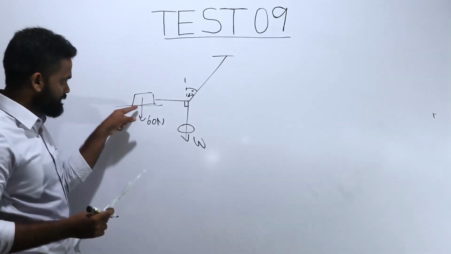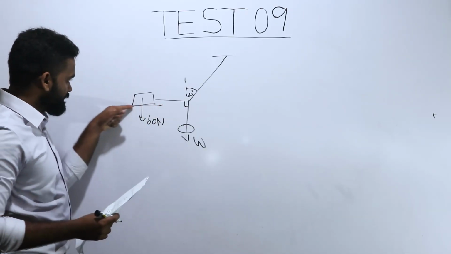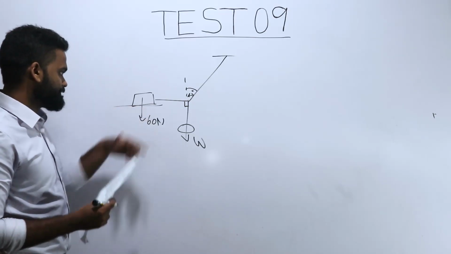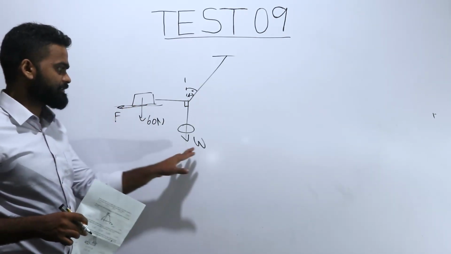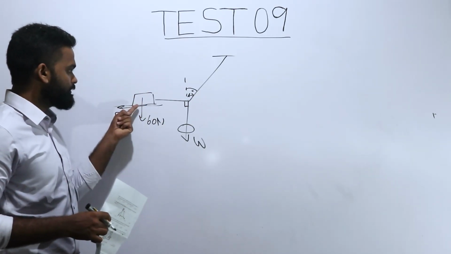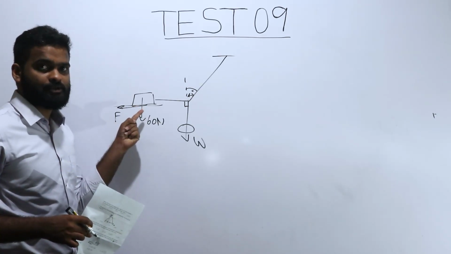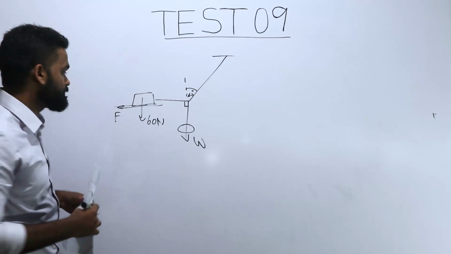Okay. So this is a friction question. There's a friction acting here. Let's say that friction is capital F. Since they are asking for the maximum weight, here also the friction acting on the object should be a limiting friction. In that case, we can apply F equals mu R.